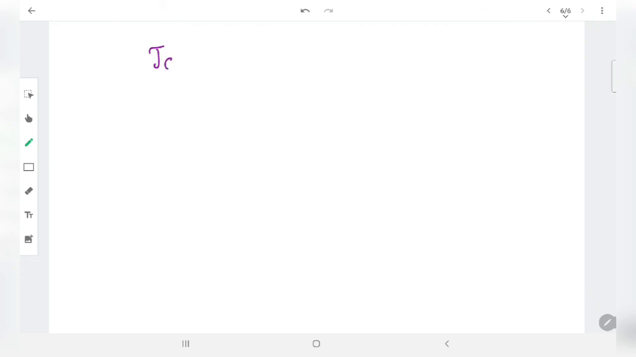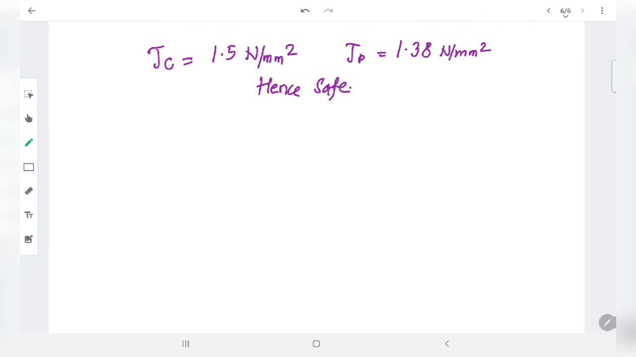Always whatever the punching shear will get here, and the capacity, for example, if I am getting a capacity of tau c, that is shear stress of the concrete, under punching shear is 1.5 Newton per mm square, and the tau p, that is shear stress acting, is 1.38 Newton per mm square. In this case I can say it is safe because tau c is greater than tau p, so no need to redesign.